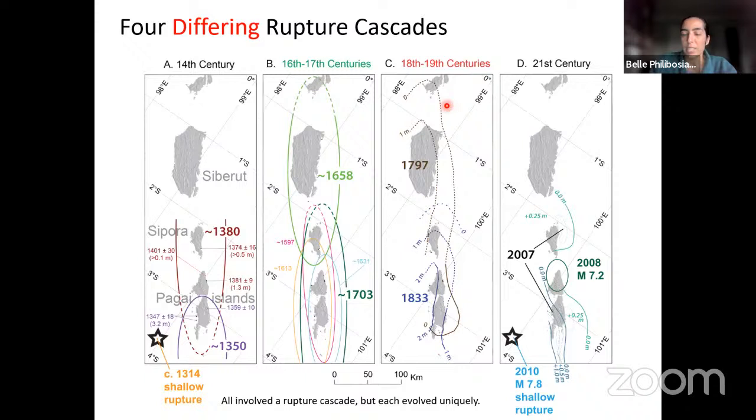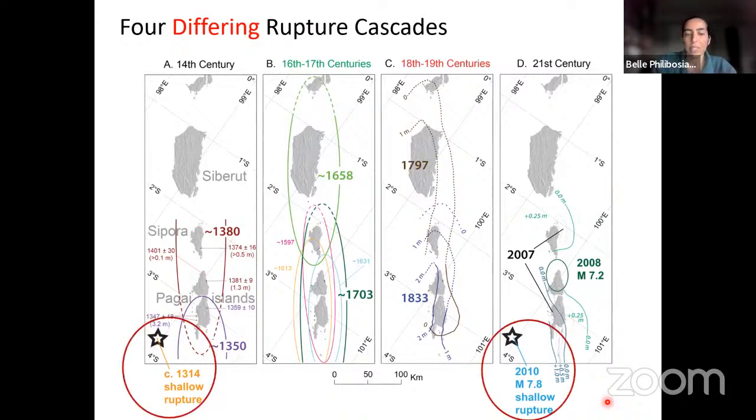So what we come to in looking at this is each of these supercycles, culminations of supercycles, involved a rupture cascade, but each of them evolved uniquely.